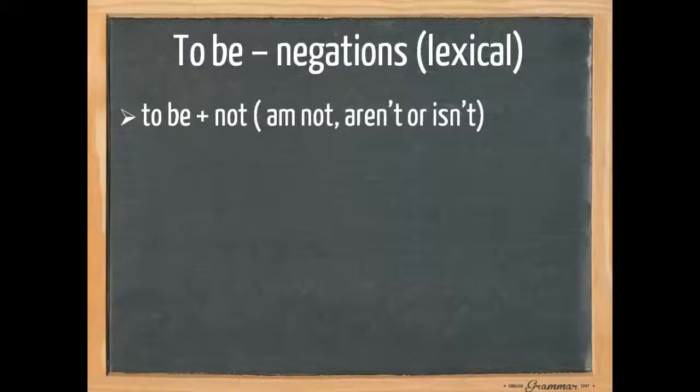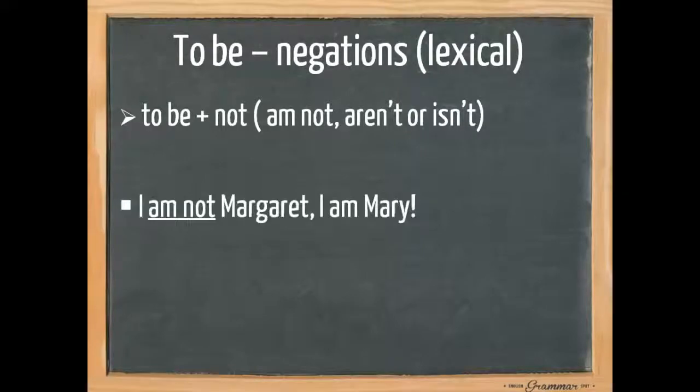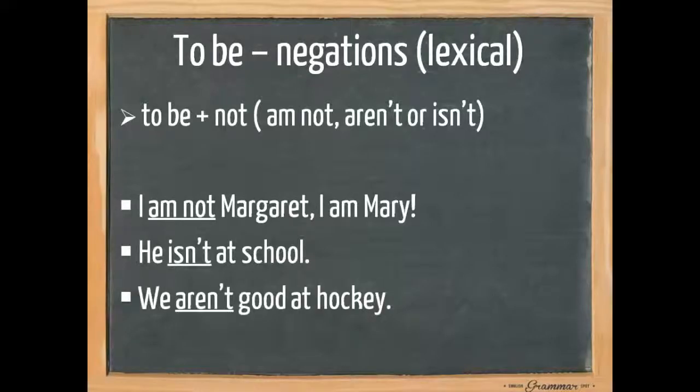Let's have a look at to be in negations, again in a lexical sense. We use a form of to be and we add not to it. You can contract it or write it separately. For instance, I am not, aren't, or isn't. I'm not Margaret, I'm Mary. He isn't at school. We aren't good at hockey.